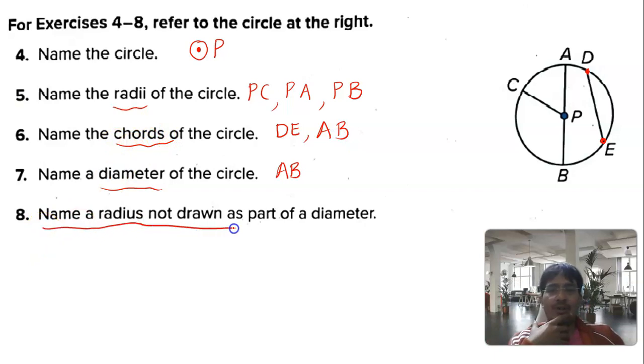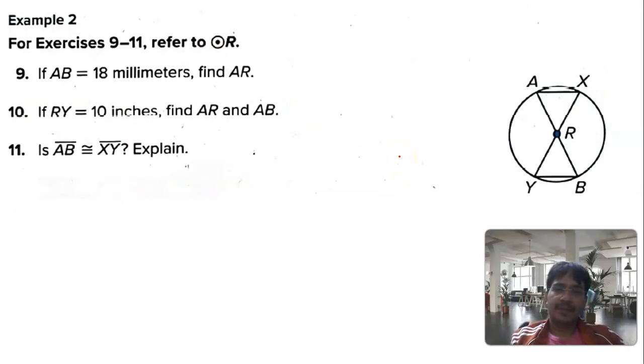Name a radius not drawn as a part of a diameter. Now see, this radius is on the diameter. This radius is on the diameter. But this radius is not on the diameter. CP. So the answer is CP. Finish. Next.